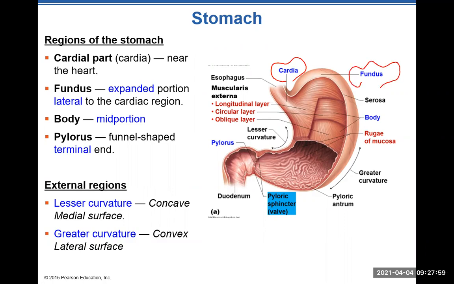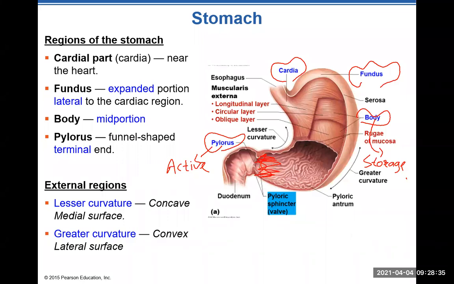The majority of it is the body. Okay, this is the body. And the last part of it is called the pylorus. So this part is the pylorus. Pylorus is basically the most active area of the stomach. Body is more into storage. So the most active part of the stomach is where a lot of churning will take place.